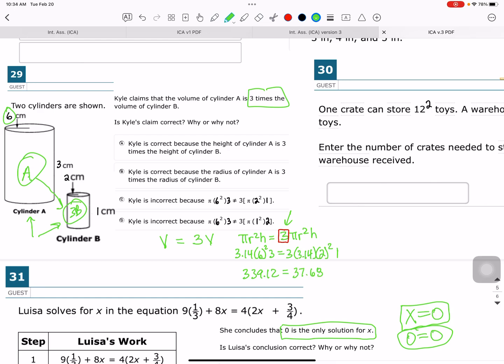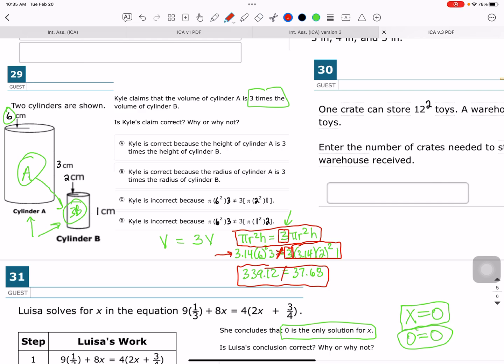37.68. So even when we multiplied by 3 and tried to make this one 3 times bigger, because they said this guy is 3 times bigger than the whole thing, these are not equal to each other. So when you take the volume of one side and multiply it by 3, it does not equal the volume of the other side.